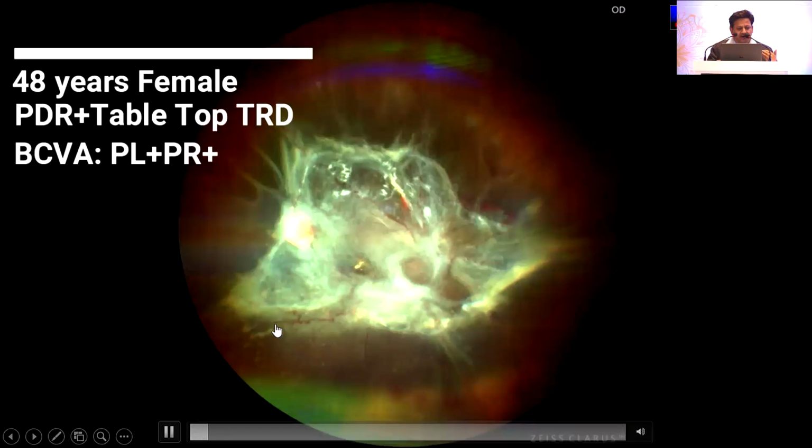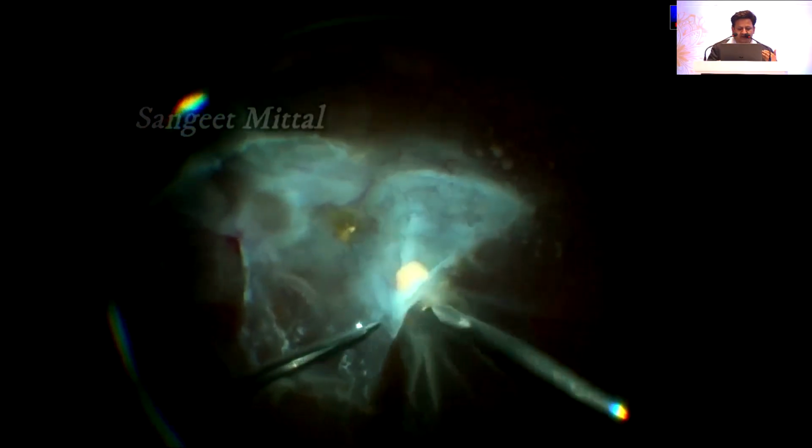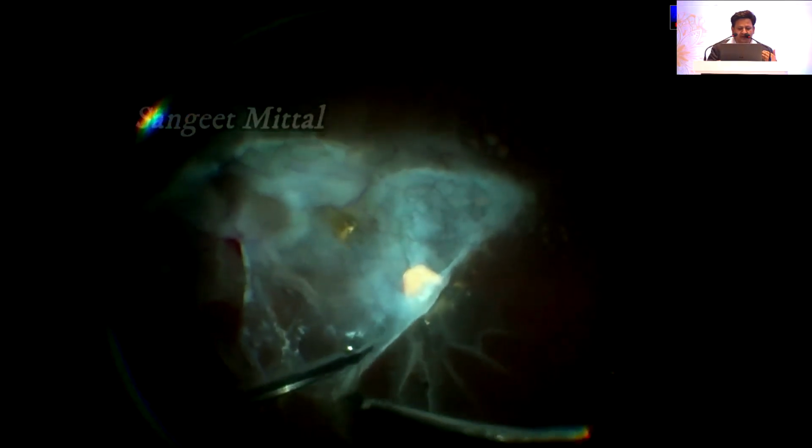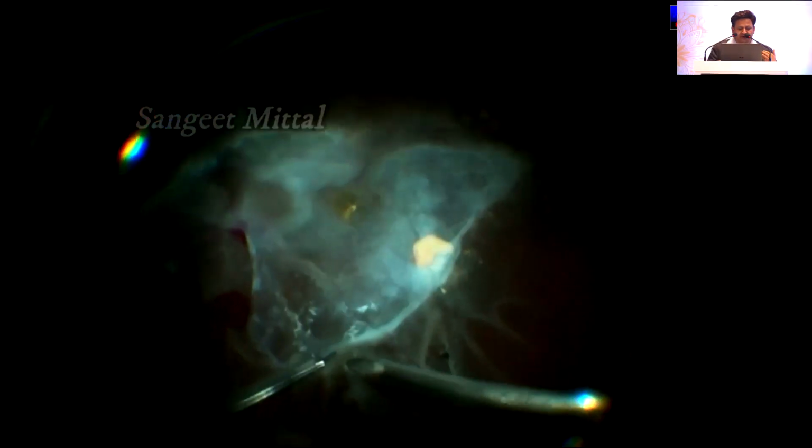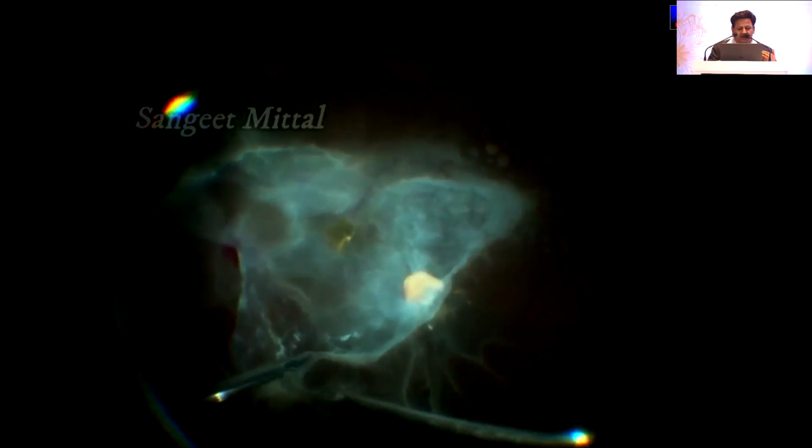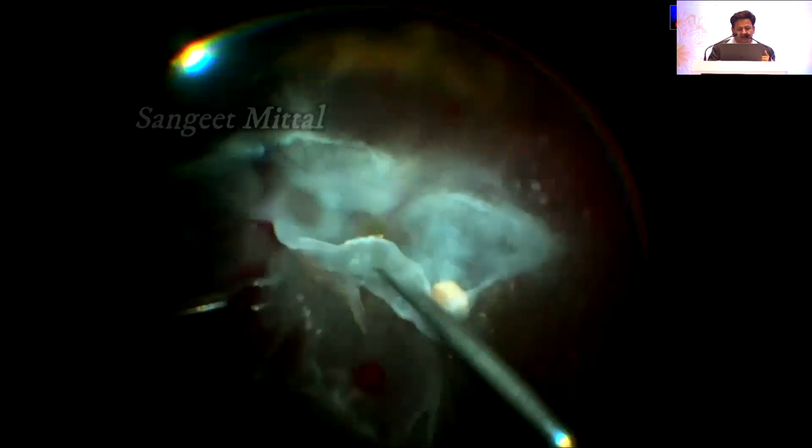So this was a 48-year-old female with PDR with tabletop tractional detachment, and vision was PL/PR. So you put in a chandelier, and I started bimanual from the word go. Just lift the membrane and use the needle to slice through these vascular nails one by one, and keep on lifting the membrane here. This needle just cuts through these nails. Just make a to-and-fro motion, and the advantage is that with minimal difficulty, you are able to get the whole of the membrane en bloc.